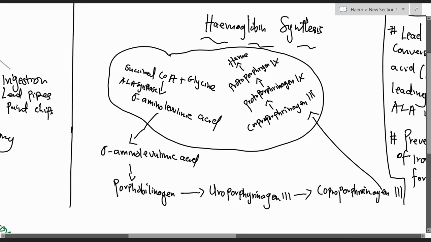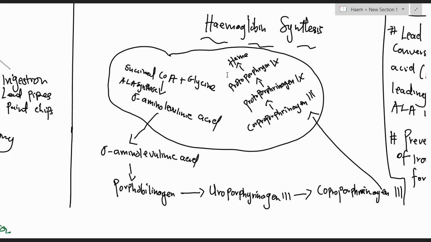So this heme will get fused with iron, and then it will combine with amino acids, basically the globin proteins, to form the hemoglobin. So that is what hemoglobin is about. This is a brief description of hemoglobin synthesis.